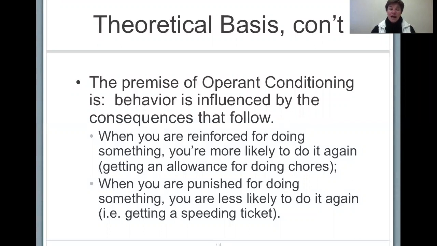The other side of this is when you are punished for doing something, you are less likely to do it again. A great example here is getting a speeding ticket. The consequence of speeding, which is the behavior, is having to pay a fine. So you are less likely to speed if you don't want to pay a speeding ticket. The next video clip provides a humorous but theoretically sound example of operant conditioning. As you are watching the video clip, ask yourself, when does Penny get a piece of chocolate from Sheldon?